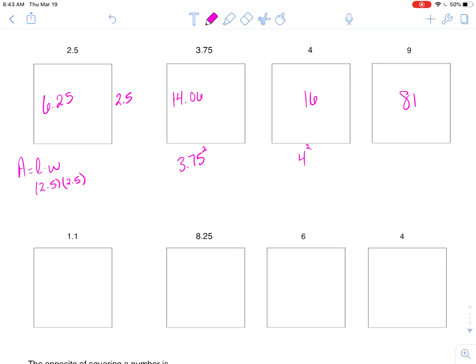So 1.1 squared equals 1.21. 8.25 squared is 68.0625, but then like we saw up here, we're going to round it to 2 decimal places, 2 rounds down, 68.06. 6 squared we know is 36, and 4 squared is still 16.